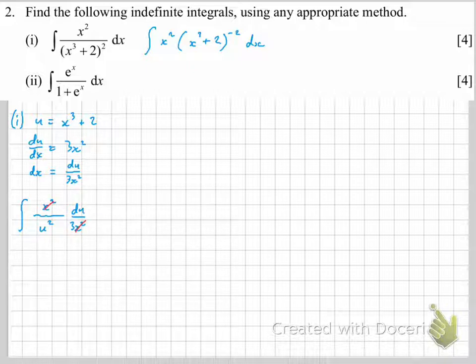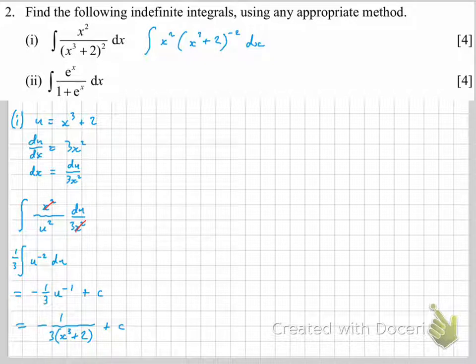I'm going to move that divide by 3 outside the front of the integral there, just to keep it out of the way. And we end up wanting to integrate just 1 over u squared du, which is easily done. And don't forget to substitute for x again at the end.